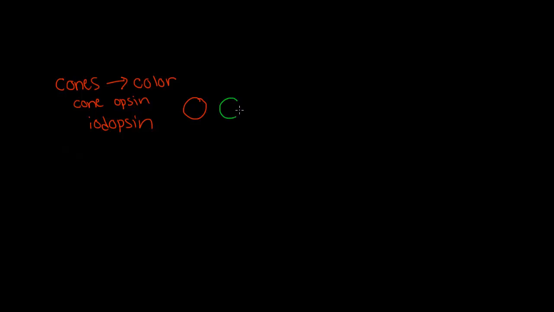Let's look at how we perceive color vision. As I said earlier, we have cones in our retina. These cones are capable of color vision. The cones have a pigment called cone opsin, also known as iodopsin. There are three types of cones. There is a red cone, a green cone, and a blue cone. And there are many red, green, and blue cones in the retina.